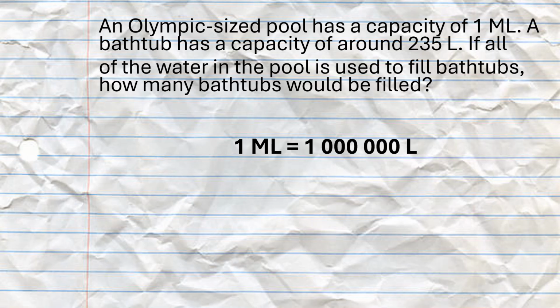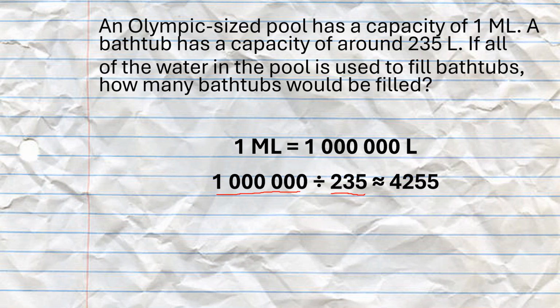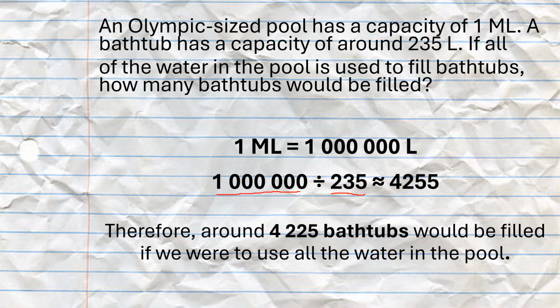The capacity of the pool is 1 million liters, and the capacity of the bathtub is 235 liters. Thus, to get the number of bathtubs that can be filled by the water in the pool, we divide 1 million by 235. Therefore, around 4,225 bathtubs would be filled if we were to use all the water in the pool.